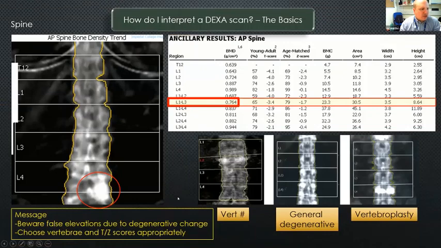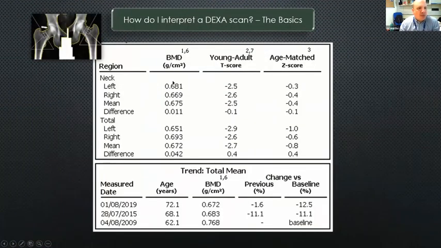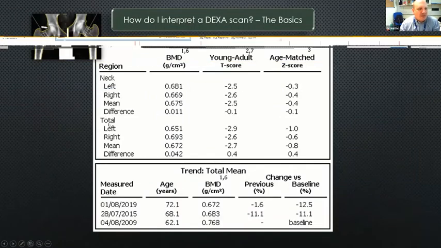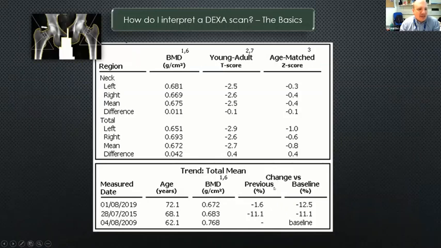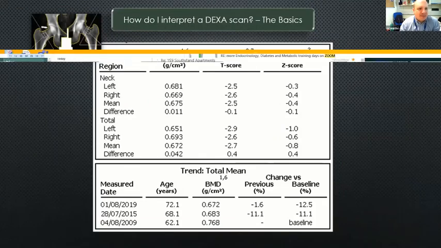So the message here is, beware false elevations due to degenerative change, and choose your vertebrae and your T and Z scores appropriately. Now, finally, moving on to the hips, you can see the femoral neck and the total. And you can see again the change versus their previous scan and the change versus their first ever scan. So this patient has lost 12.5% since their first ever scan, and has lost 1.6 since their 2014 scan.